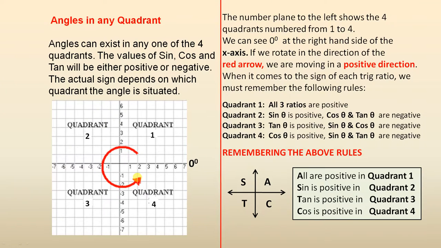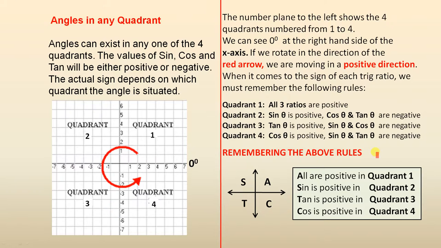When it comes to the sign of each trig ratio, we must remember the following rules. In quadrant 1, all three ratios are positive. In quadrant 2, sine theta is positive, cos theta and tan theta are negative. In quadrant 3, tan theta is positive, sine theta and cos theta are negative. And in quadrant 4, cos theta is positive, sine theta and tan theta are negative.